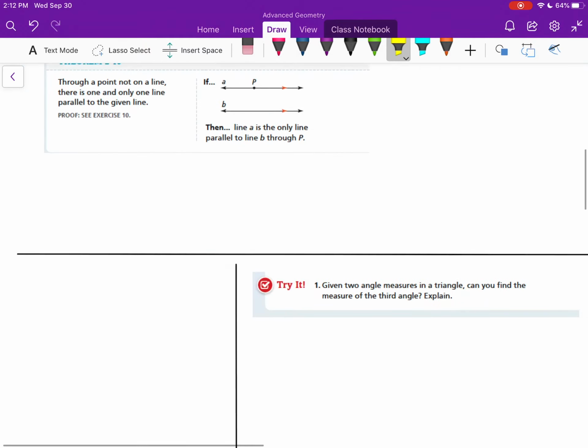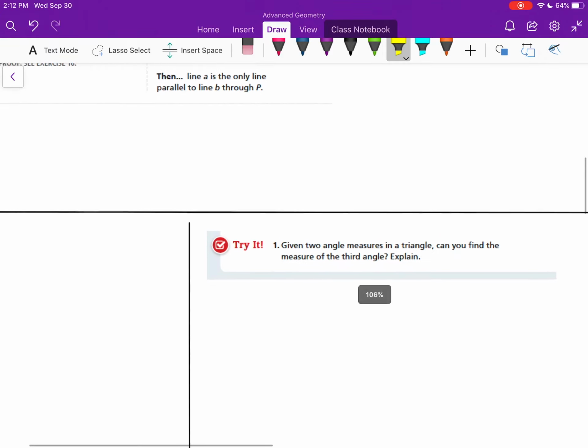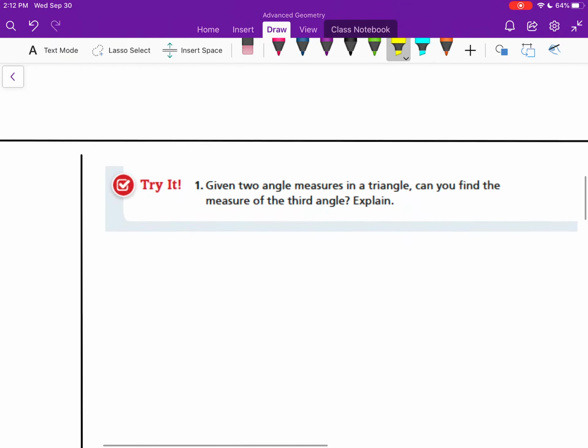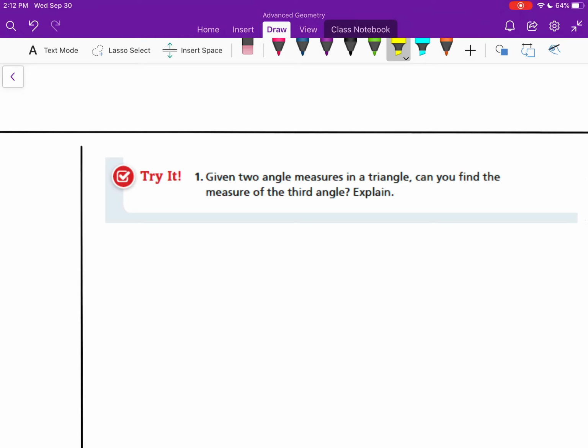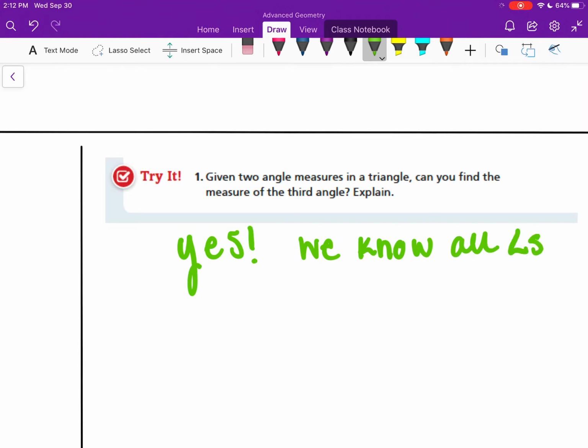All right, now that you're back with me, we're going to do example 1, which says, given two angle measures in a triangle, can you find the measure of the third angle? And to explain, from one of the theorems that we just took notes on, yes. Our answer is yes. We just learned that all angles add to be 180 degrees.